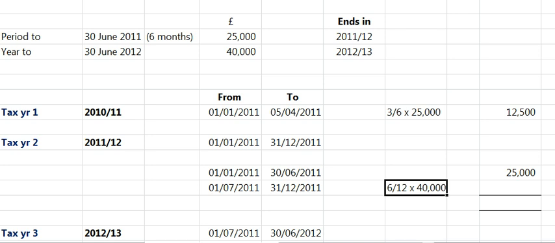So 6/12 of 40,000, or half. We're going to take 20,000. Don't forget to add it together, like so. So by the time we get to the last period, it should be on the normal rules. So we're just going to take the profits from the year to the 30th of June 2012.